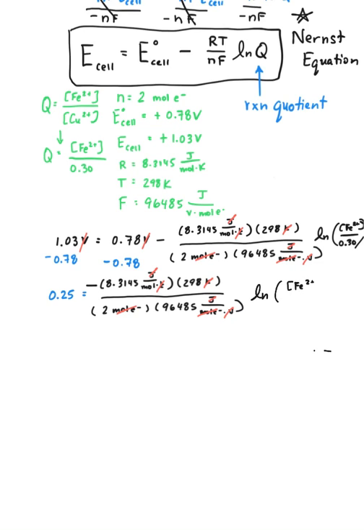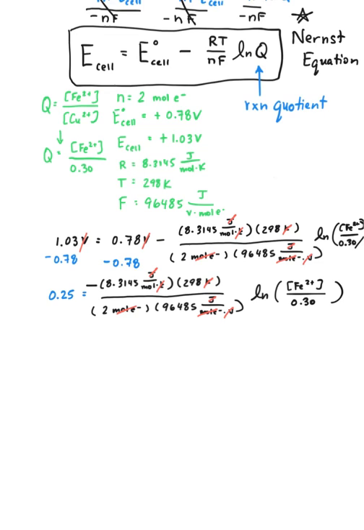Concentration of iron 2+ divided by 0.3 molar. So, we're after solving for the concentration of iron 2+. To accomplish that, let's multiply both sides by the denominator of this fraction out in front, 0.25 times 2 times 96,485. Then we'll divide both sides by 8.3145 times 298, and keep the negative sign out in front.